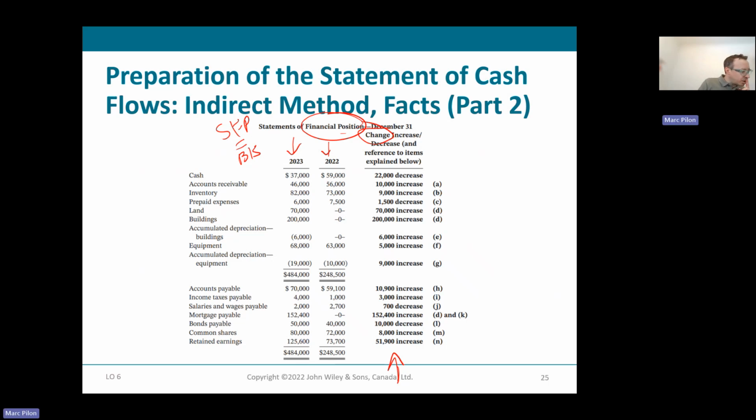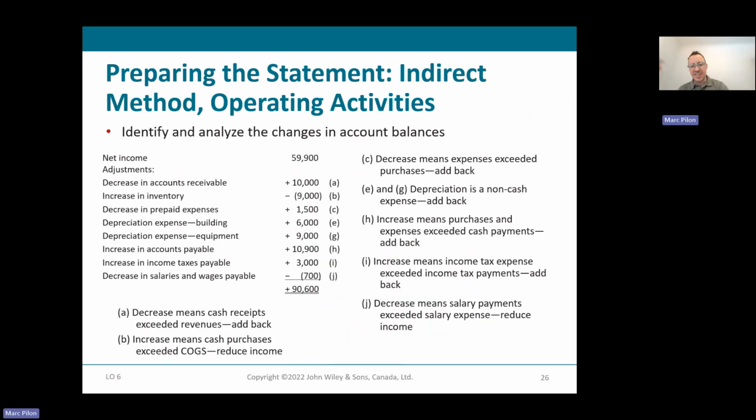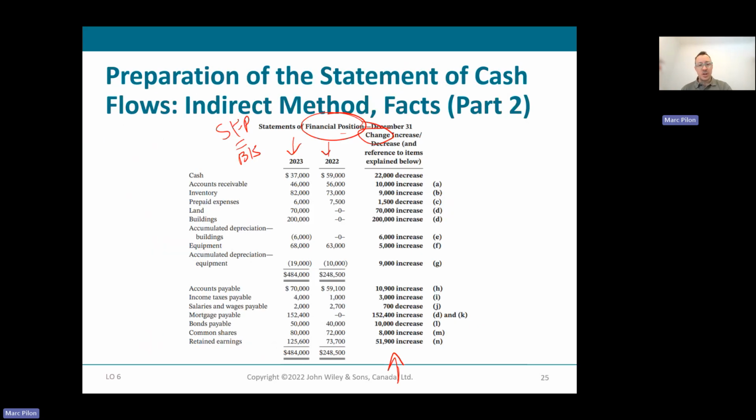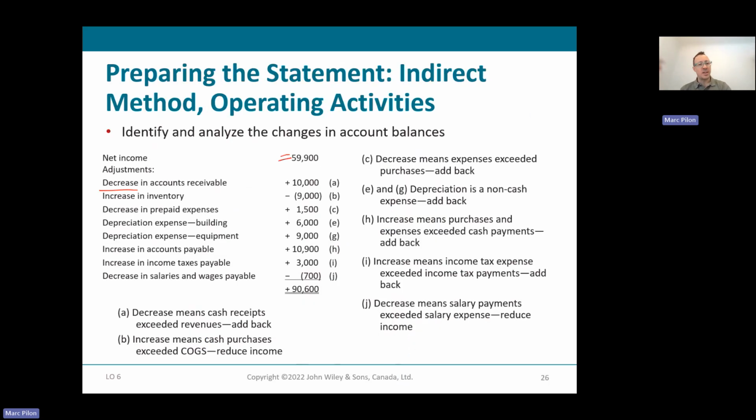Okay, so I think we're starting with our operating activity. So we start with our net income, which is 59,900. We have a decrease in the accounts receivable. So that's good. That means that it's a plus 10,000 because we received the full 56 for sales from last year. And now our accounts receivable is down to 46, which we didn't get. So it's plus 56 minus 46, or plus 10, however you want to do it. And that gives me this amount here, plus 10.